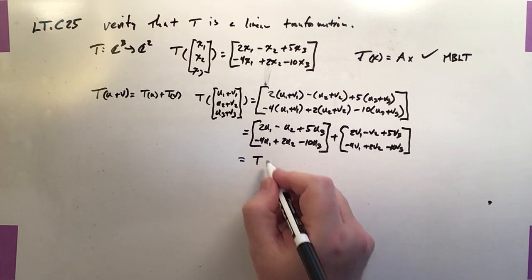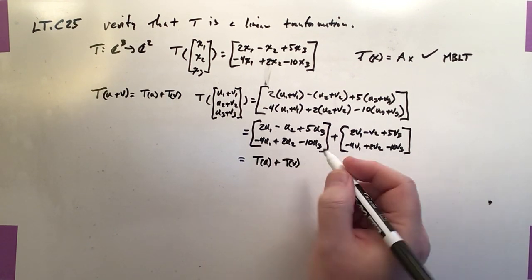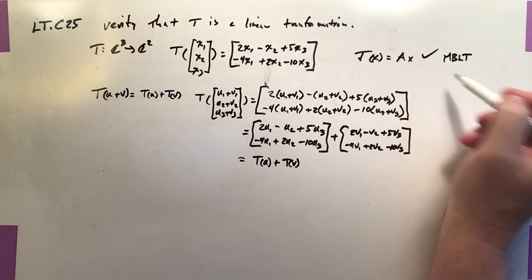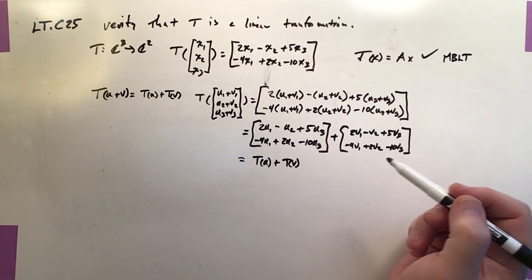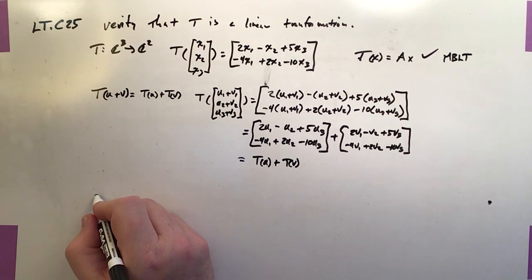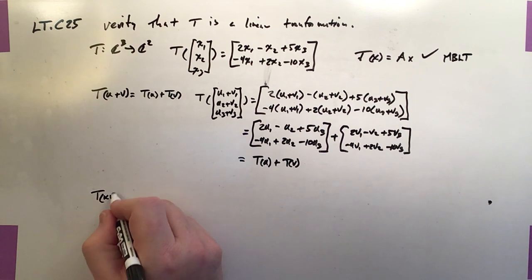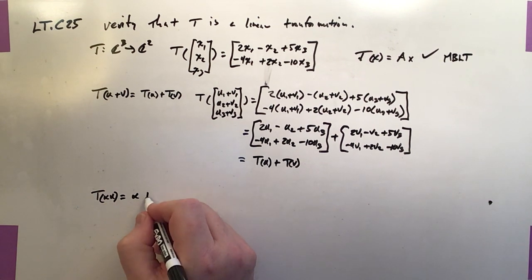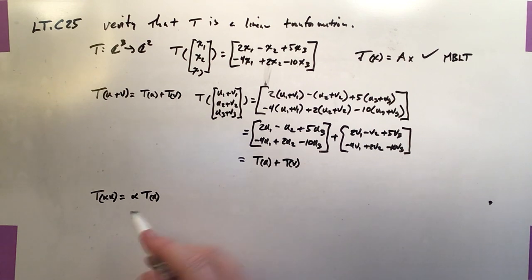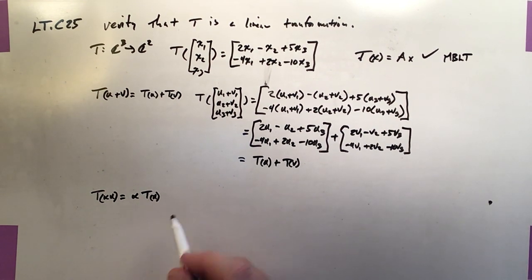This means it's the same as T(u) + T(v). And we knew that was going to work out just because of MBLT, but it's nice to demonstrate it sometimes. Well, that's condition 1. Condition 2 is a little easier, and that's that T(alpha u) is the same as alpha T(u). In other words, multiplication by a scalar coefficient should be commutative.